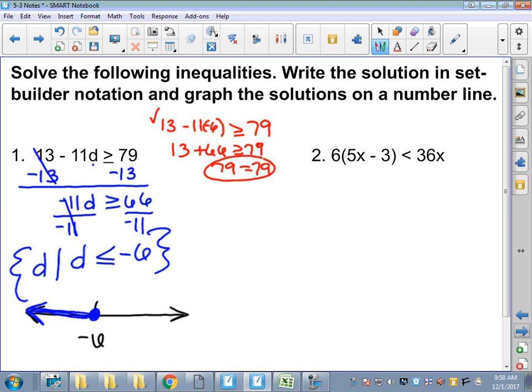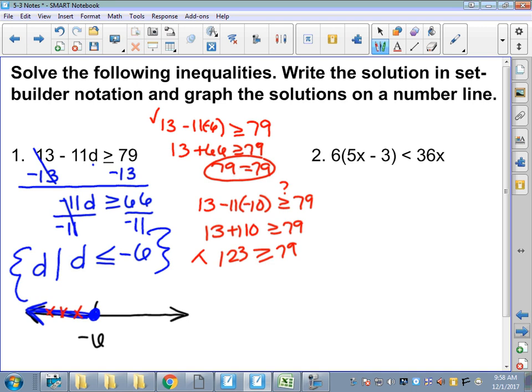It doesn't really check the shading. So to check for shading, you've got to pick a number somewhere in this region. So an easy number to use would be like negative 10. Negative 10 is less than negative 6. So if I plug in negative 10, I'm checking, is that going to give me something greater than 79? I already checked the equals part of 79. I want to know, will I be greater than it? And 13 plus 110, greater than or equal to 79, and that's true. 123 is greater than 79. So this is a true statement that tells me that I'm shading in the right way, and that starting the shading from negative 6 is the correct choice. You don't have to check. I just wanted to go over that with you so you have that as an option.